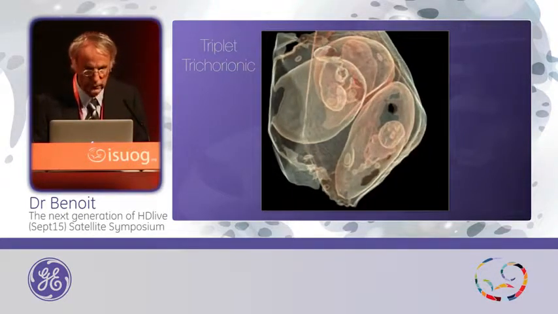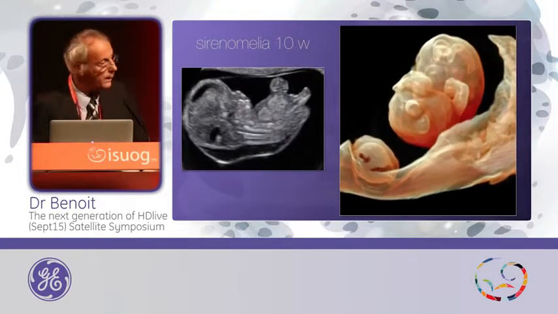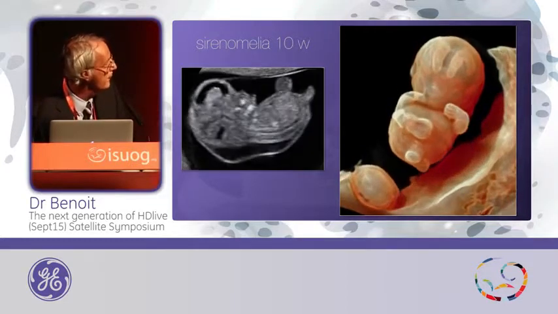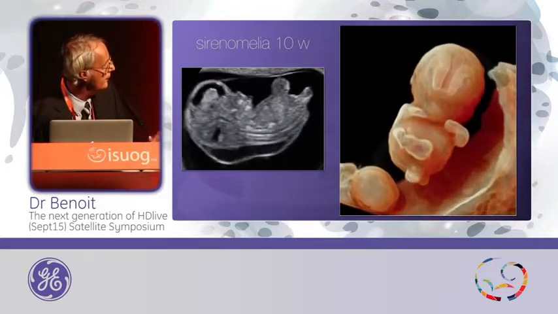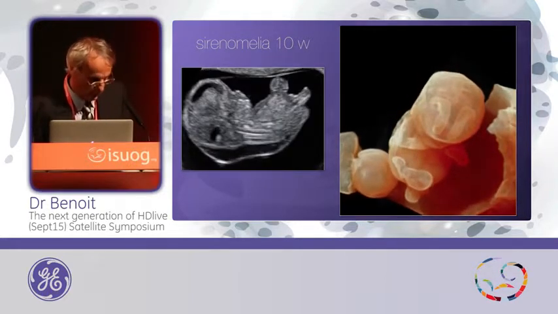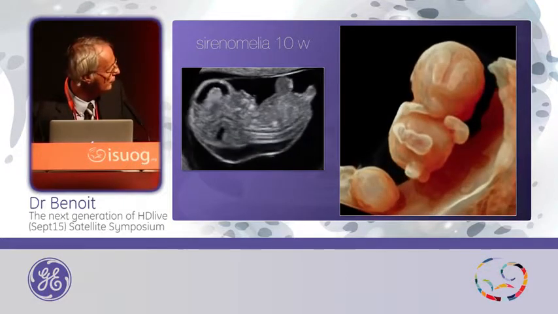Some examples in case of malformation. This was a case of sirenomelia at 10 weeks of pregnancy. You can see the brain. The brain was normal, but also with club feet and club hand, and you have only one leg here, and this is a part of the tail.